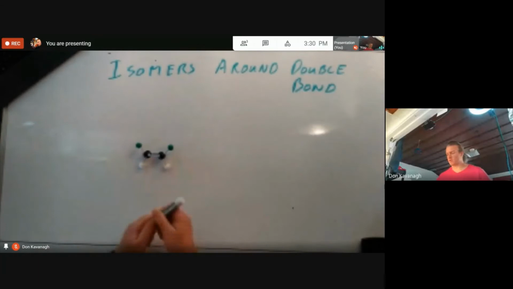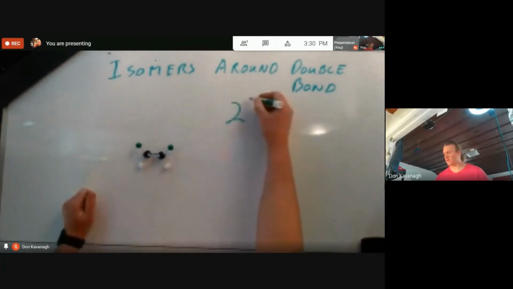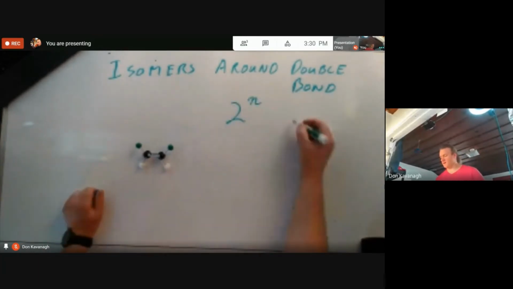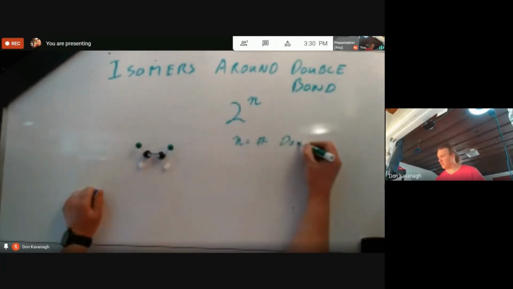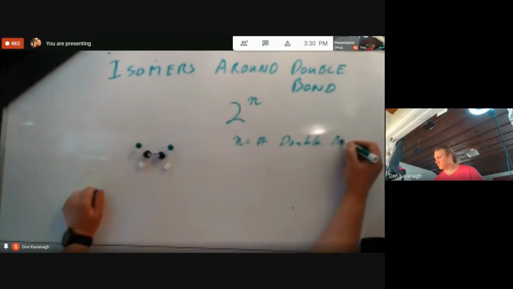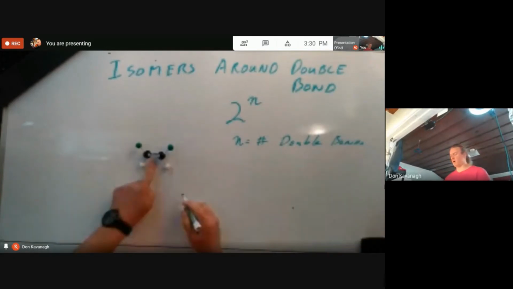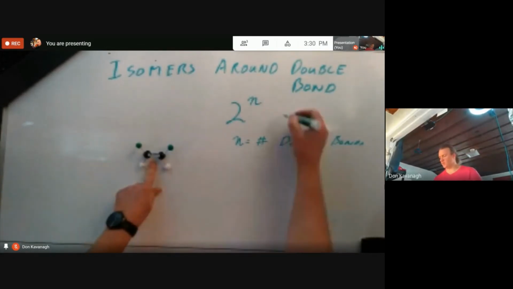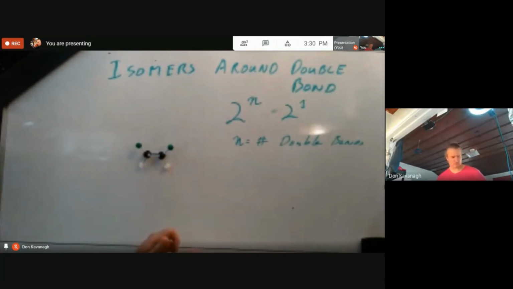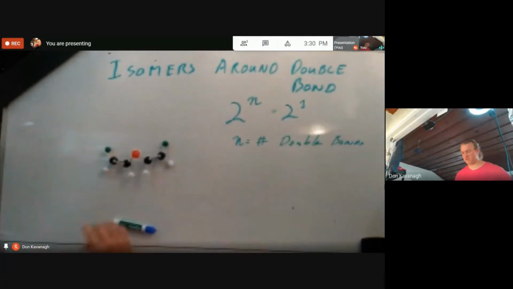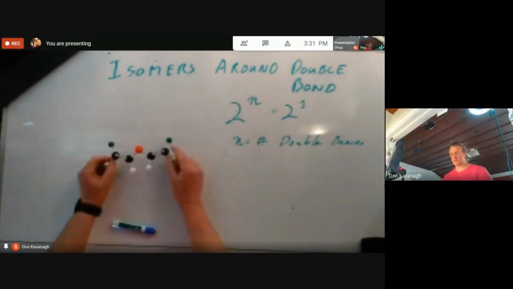We can do this with a little formula of 2^n, and n stands for the number of double bonds. This has one double bond, so therefore 2 to the first power equals 2, cis and trans. How about a more complicated alkene that is a diene, meaning that it has 2 double bonds?